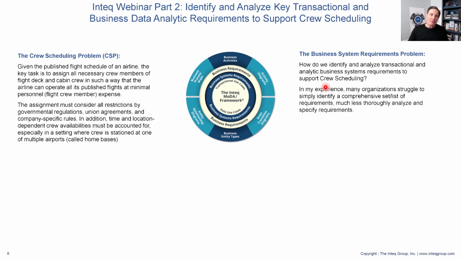In my experience, I've been doing this for a long time, and so have many of you. Many organizations, not all, I'm just using the word many there, struggle to simply identify a comprehensive list of requirements: here are the 100 things we need to achieve with a new crew management system. Much less analyze and specify those requirements. Remember, there are three concepts: we have to identify, analyze, and specify requirements. Just identifying the requirements is a challenge for many organizations. So let's start off with that, and then we'll go into the world of analysis a little bit.